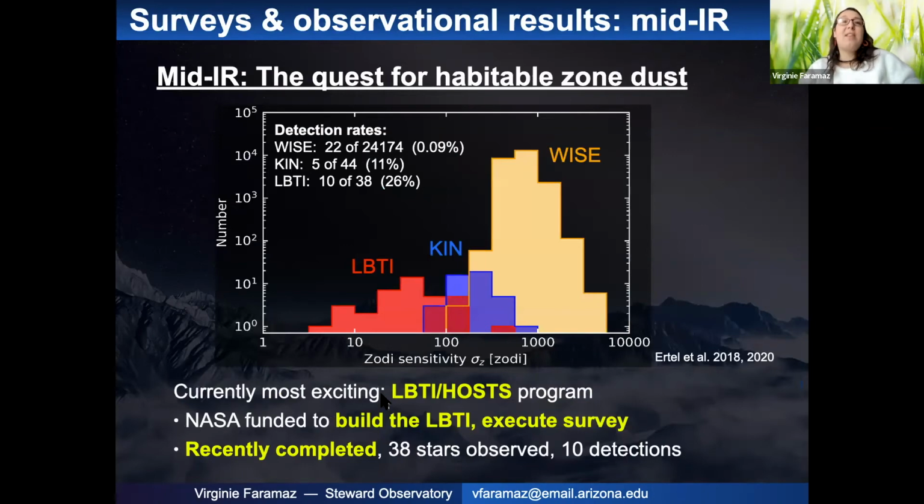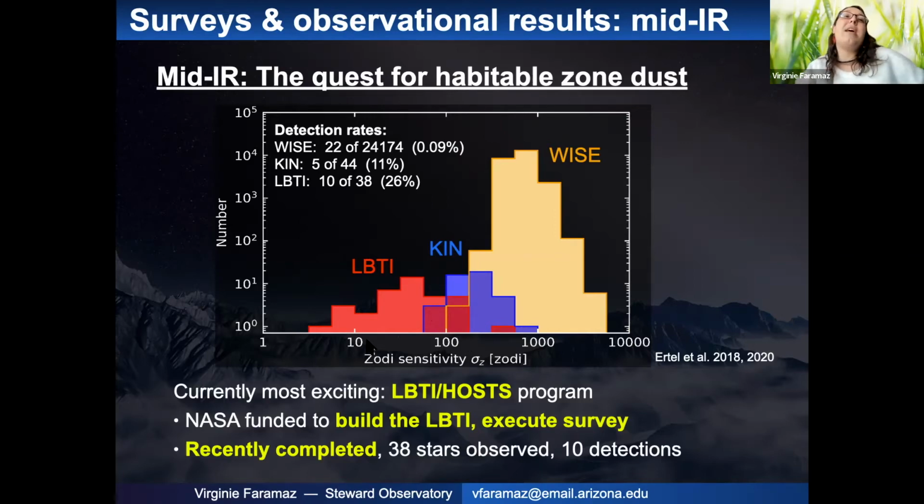This is a slide that you might remember from Steve's talk. Yes, I totally stole Steve's slides. Don't be fooled by the height of these columns. It's just the number of stars that were surveyed, not the number that were detected. With WISE, it's an all-sky survey, so of course lots of stars were observed, but the level of detection is only 0.1%, and it's sensitive to very massive exozodies. With the Keck Interferometer Nuller, it's getting better, and with LBTI we're actually reaching this threshold of 10 zodies that we were looking for.